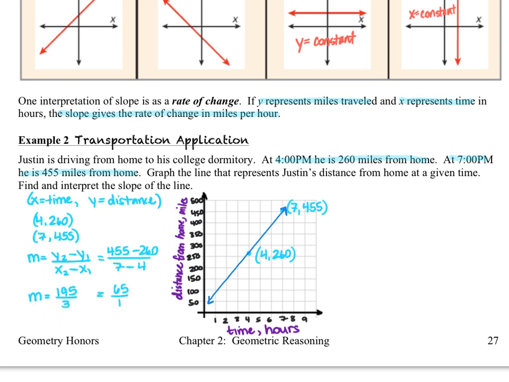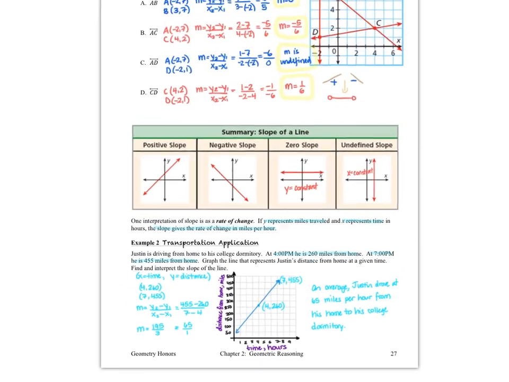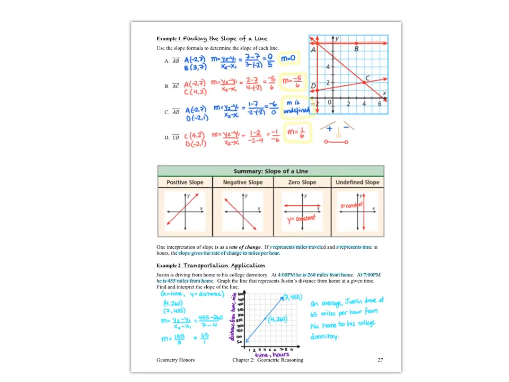The last part of this question asks us to not only find the slope of the line, which we've done, m is equal to 65 over 1, but also to interpret the slope of the line. The way that we would interpret this is we would say, on average, Justin drove at 65 miles per hour from his home to his college dorm. We've now answered all parts of the question, and you can see that interpretation, the y over x, distance over time, does give us Justin's rate of speed. Okay, we're ready to move on to our next theorem.